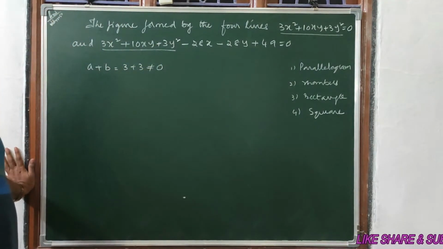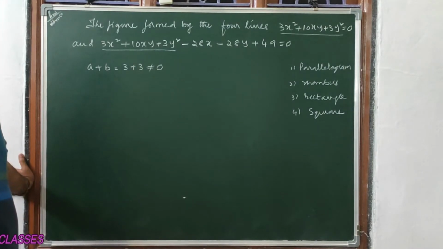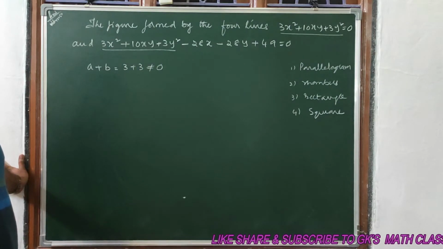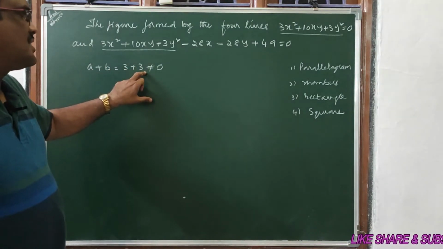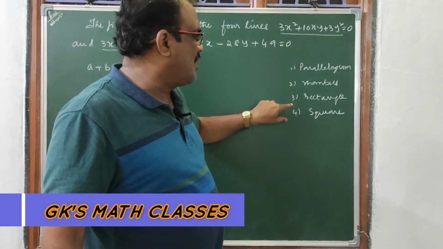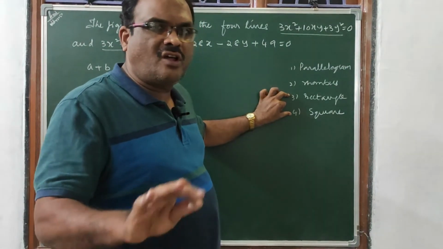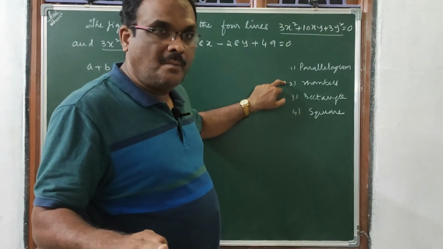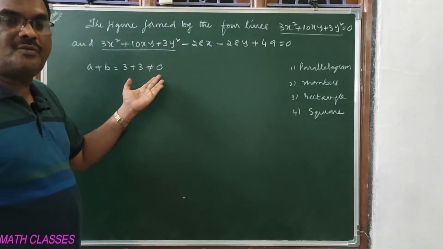If a plus b is equal to 0, then it may be a rectangle or a square, that means a pair of perpendicular lines. So a plus b is 6, not equal to 0 here. So it is not at all a rectangle or a square. So options 3 and 4 are out. The answer lies in only 1 and 2 because a plus b is not equal to 0.